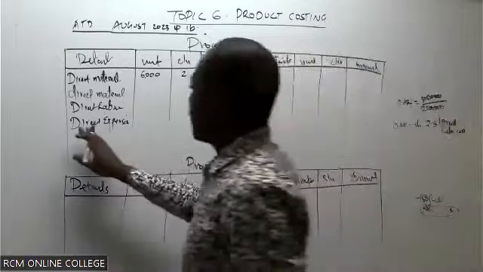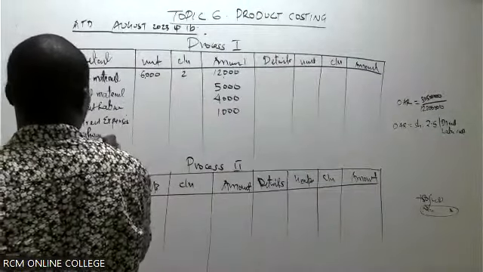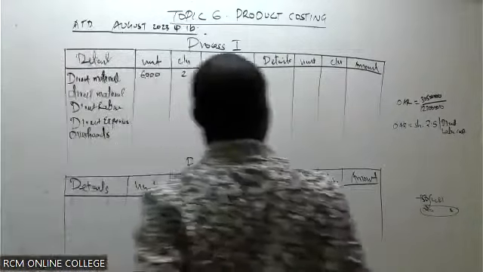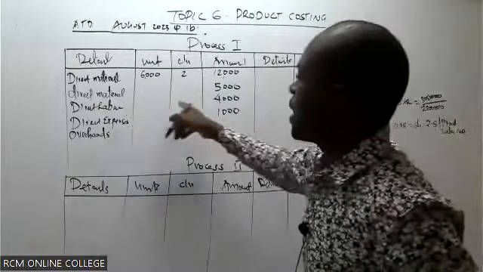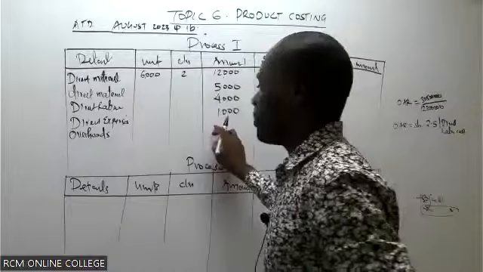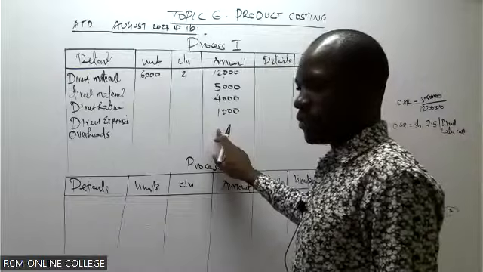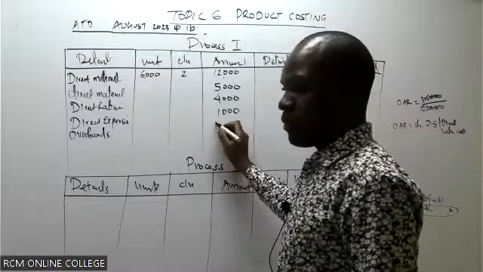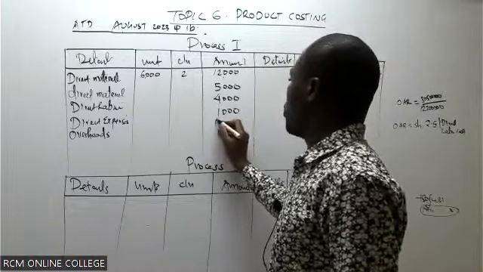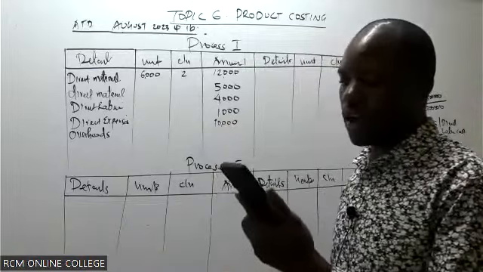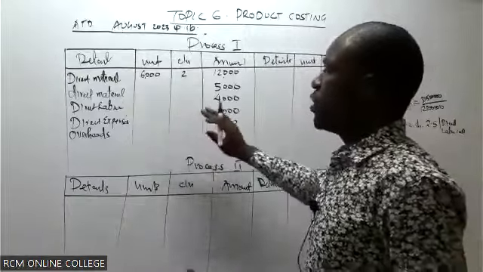So we have direct labor. Direct labor is already given there. So we want to bring in the overheads. Overheads, we have been told, is 2.5 shillings per direct labor cost. So can we take 2.5 by direct labor of 4,000? Tunapata ngapi? 2.5 by 4,000. Tunapata ngapi hapa? 10,000. So by doing that, we've added all the input costs.